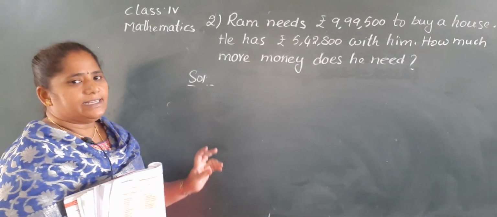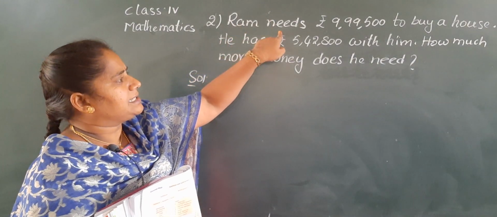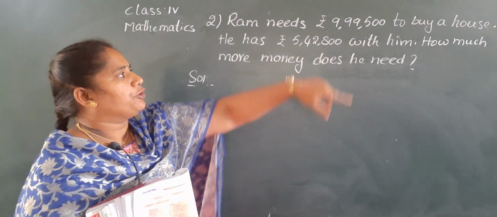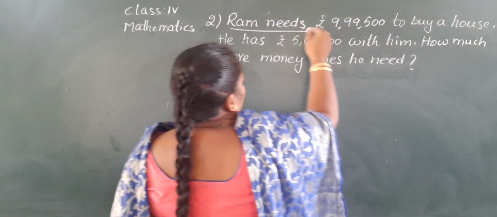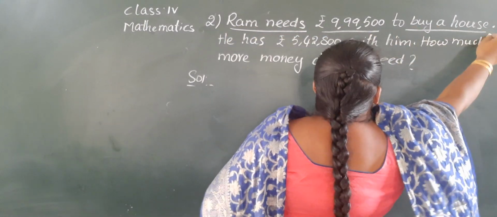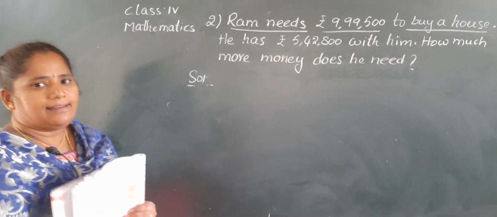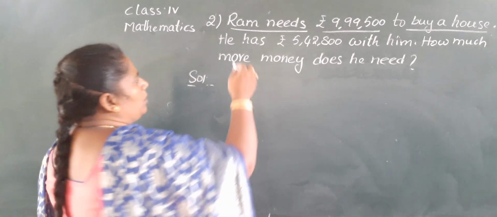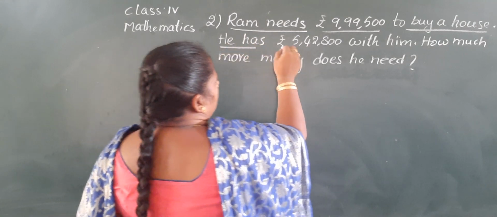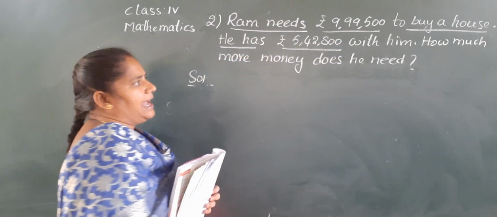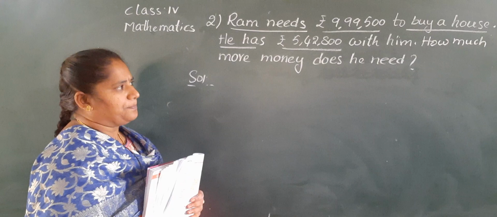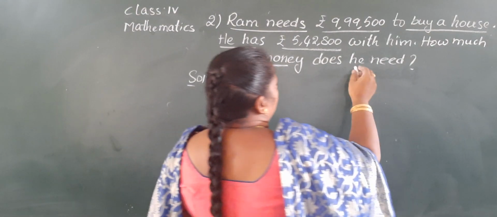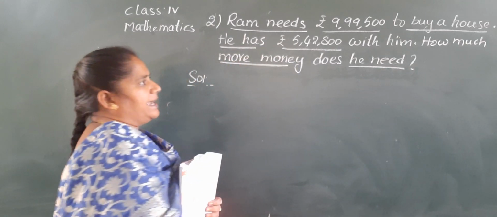So again I'll read the question. Ram needs 9,99,500 rupees to buy a house. So the amount of money Ram needs to buy a house is equal to 9,99,500 rupees. But the amount he has, how much money he has? Only 5,42,800 rupees. How much more money does he need? Yes, he wants some more money to buy that house.